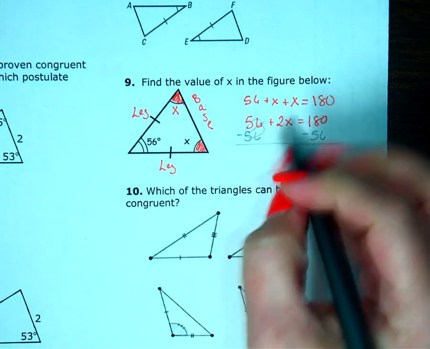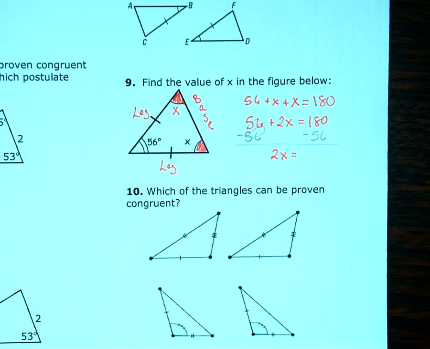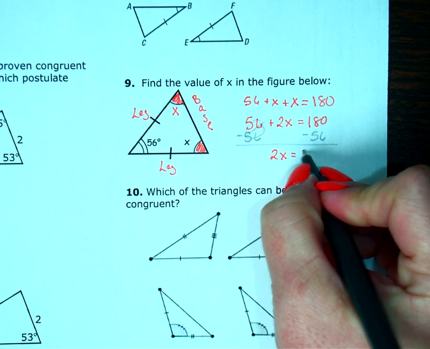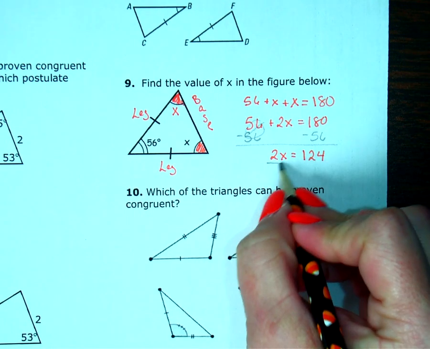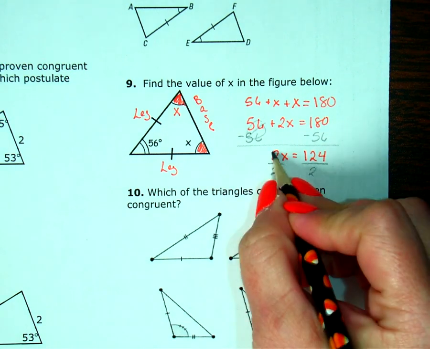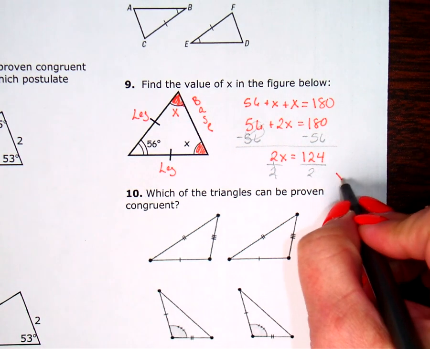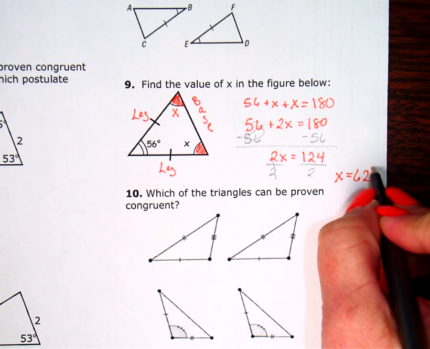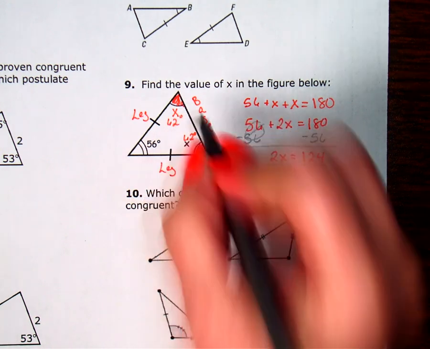And 2x equals 180 minus 56, which is 124. Then I'm going to use my division property of equality to find x. 124 divided by 2 is 62. So x equals 62 degrees. 62 degrees here and 62 degrees here.